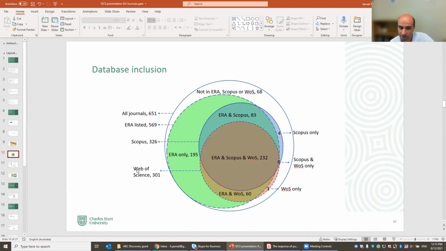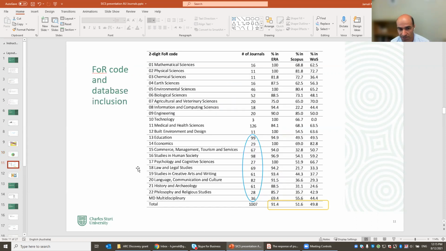And out of that half, a large number of them are in the Emerging Sources Citation Index, which is a less prestigious component of Web of Science citation indexes, because the more prestigious ones are the Social Science Citation Index, the Science Citation Index, and the Arts and Humanities Citation Index. This is in line with the findings in the past regarding the coverage of Australian journals in major international citation databases.